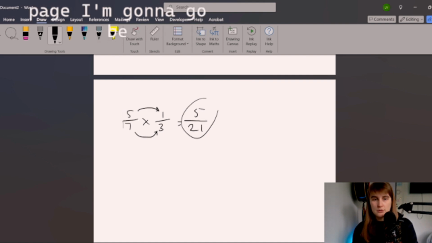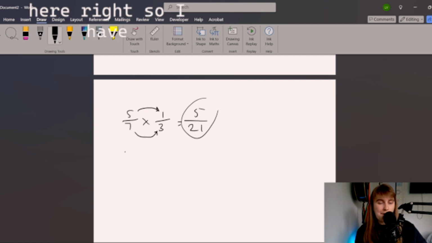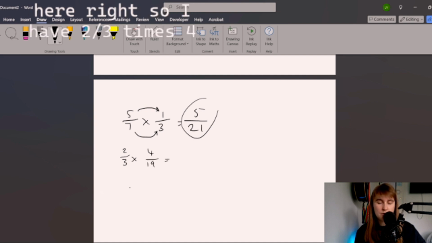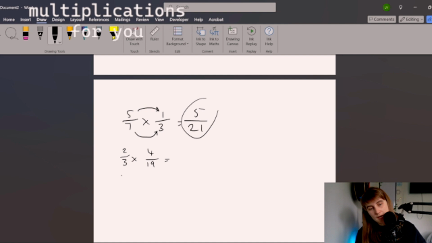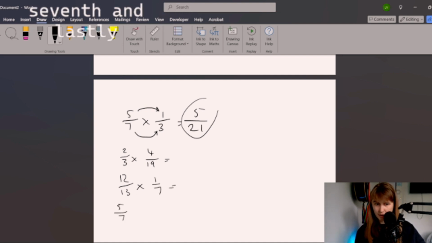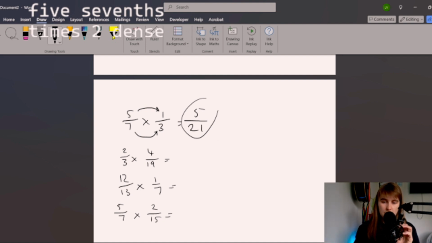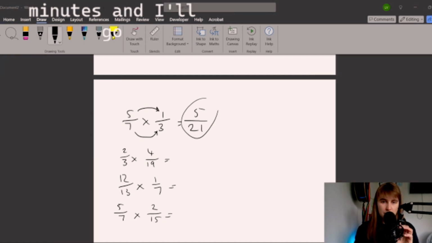Right, so I have 2/3 times 4/19. Do some awkward multiplications for you. 12/13 times 1/7. And lastly, 5/7 times 2/15. There we go. So just a couple of minutes and I'll go through those if you can have a go at those for me.